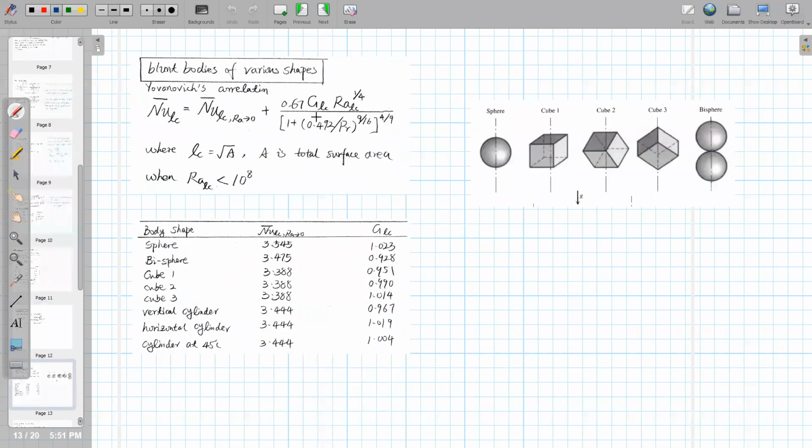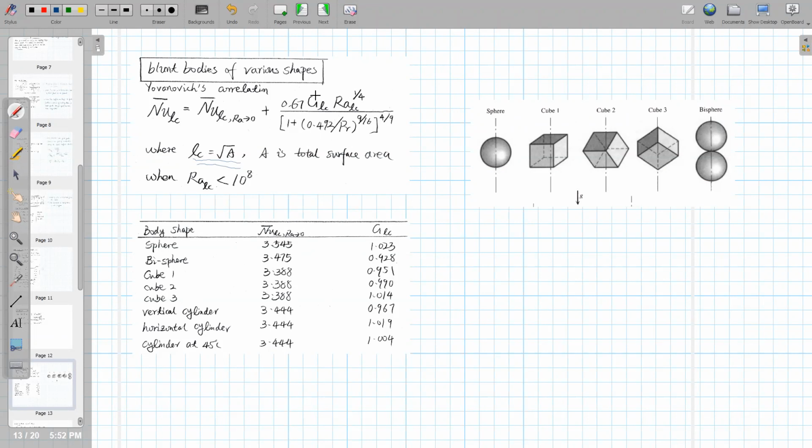And there's also another equation, called the Jovanovic correlation. This correlation can work for even more geometries of submerged blunt bodies. The average Nusselt number becomes a constant when the Rayleigh number goes to 0, and then there is 0.67 times another constant, g of L of C. L of C is defined as the square root of the overall surface area of heat transfer, and the Rayleigh number is also based on L of C here.